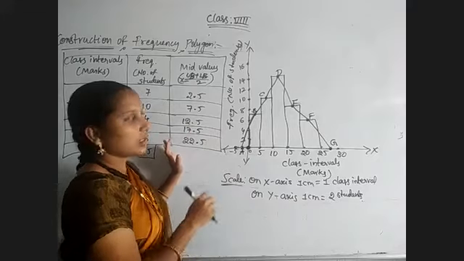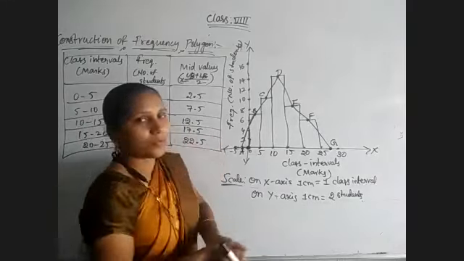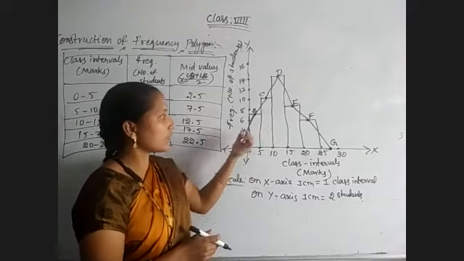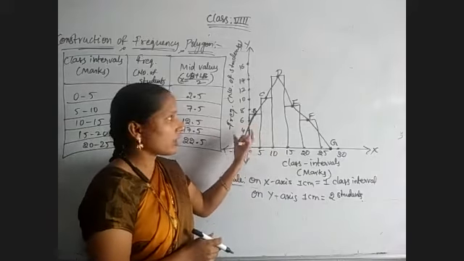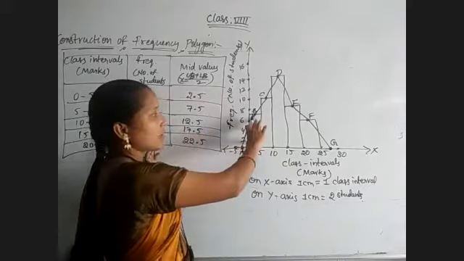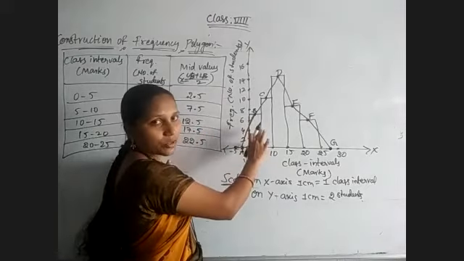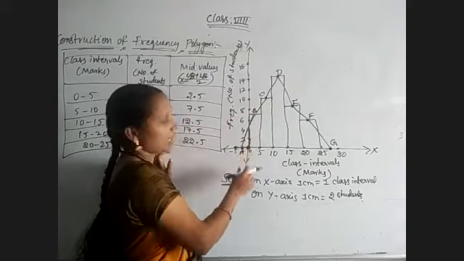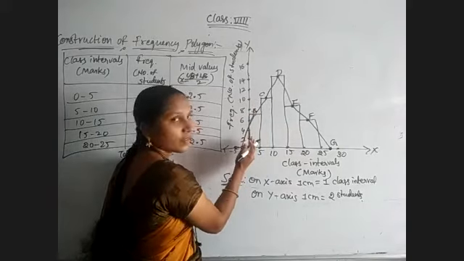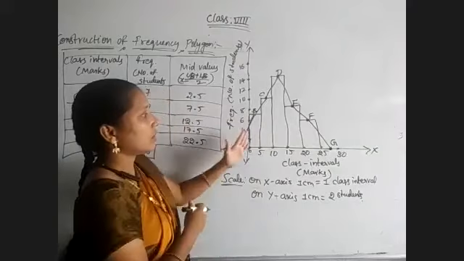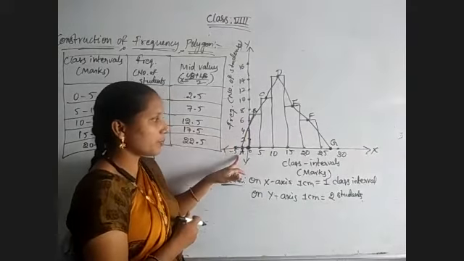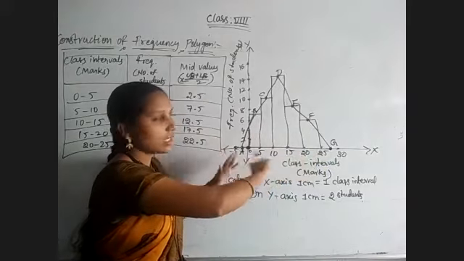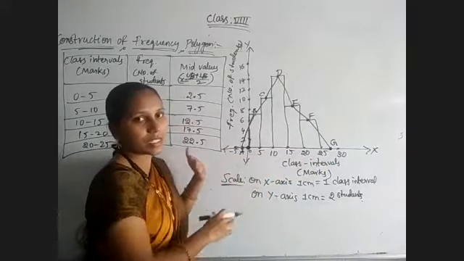Next, first we need to take the midpoints of each class interval. If we are using a histogram, we need to denote the midpoint of each rectangle. And the same thing, we need to take the preceding class interval midpoint as well as the succeeding class interval midpoint on the x-axis with frequency 0.